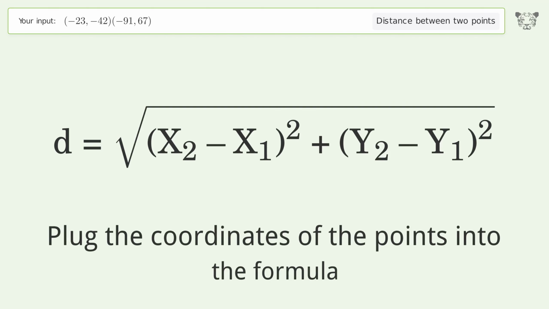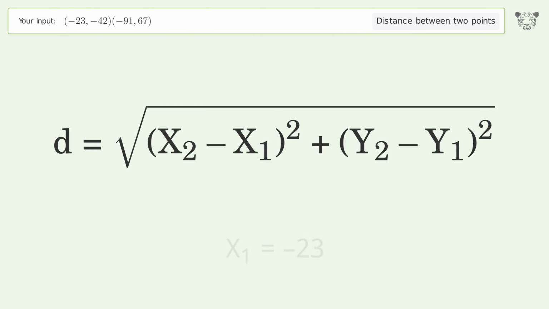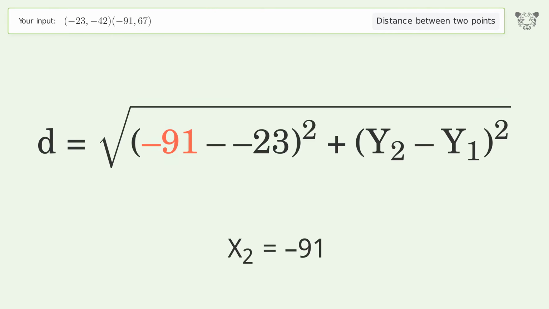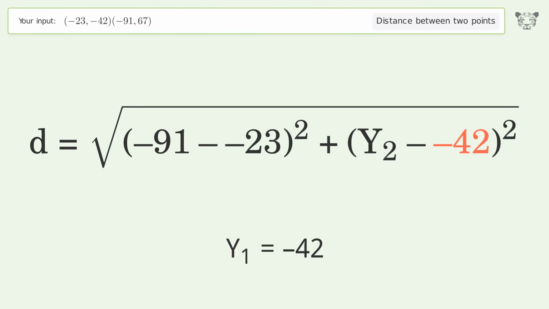Plug the coordinates of the points into the formula. x1 equals -23. x2 equals -91. y1 equals -42. y2 equals 67.